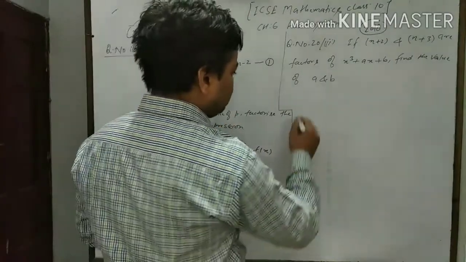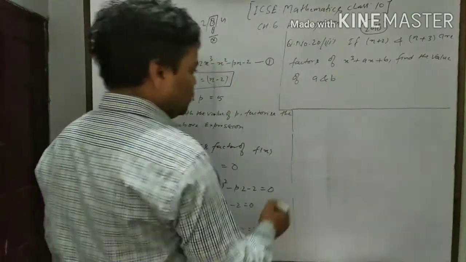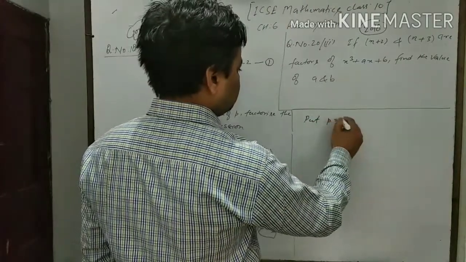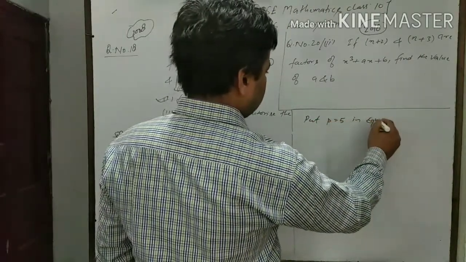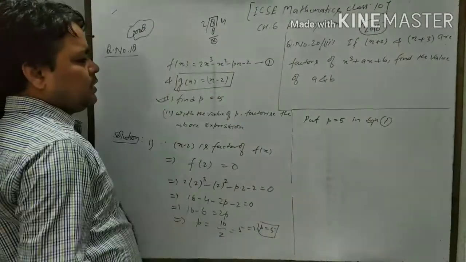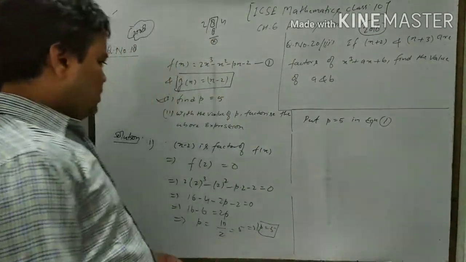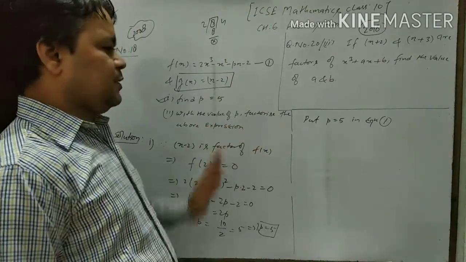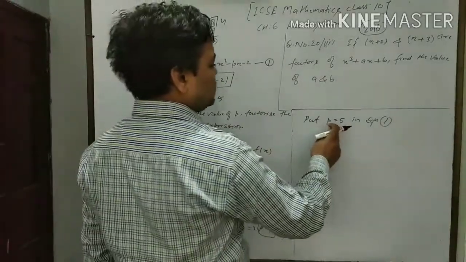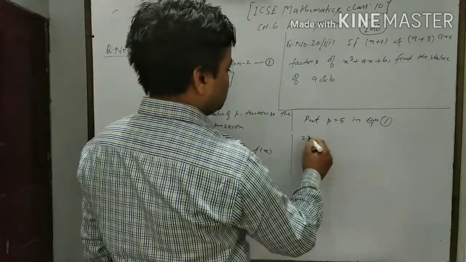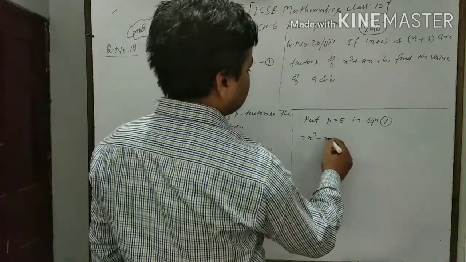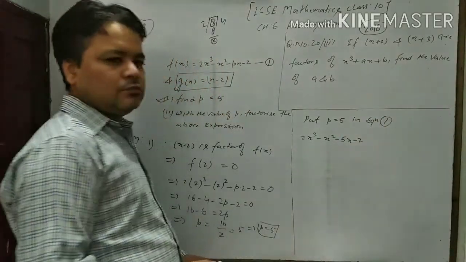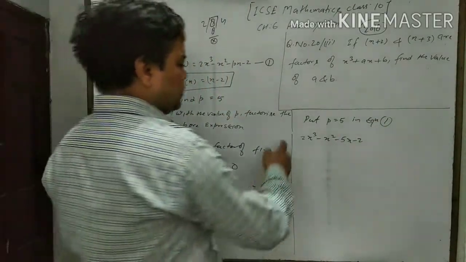Now solve here, put p is equal to 5 in the equation, then with the value of p factorize the above expression. If p is equal to 5, put it in the equation, then it will be 2x cube minus x square minus 5x minus 2. Okay, the expression will be like that.